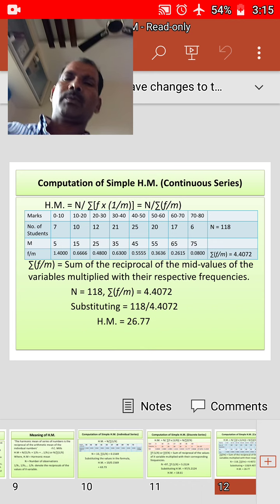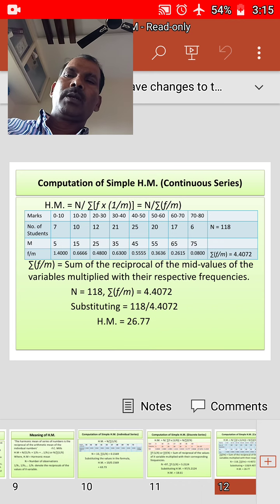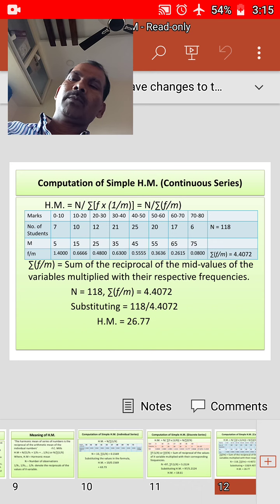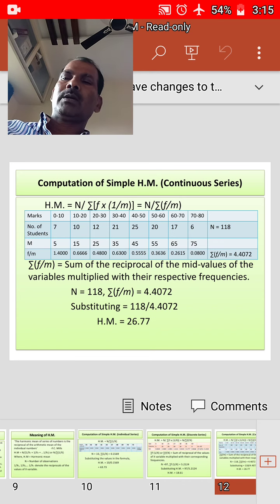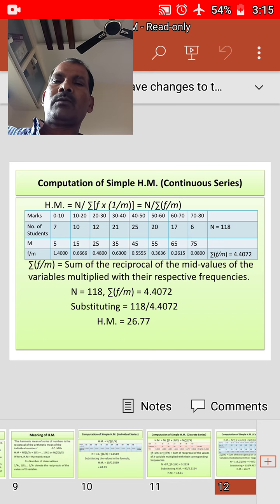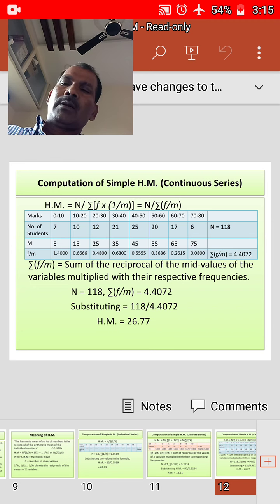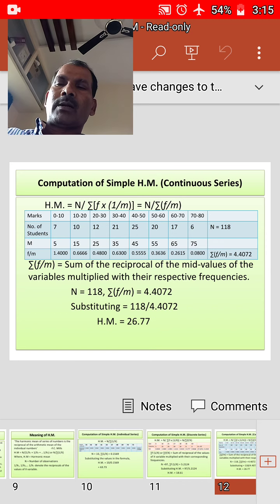The formula is given on the PPT. Harmonic mean is equal to n by sigma f into 1 by m, which is equal to n by sigma f by m, where HM is the harmonic mean and sigma f into 1 by m is the sum of the reciprocals of the mid values of the variable multiplied with their respective frequencies. We will consider a problem for better understanding.